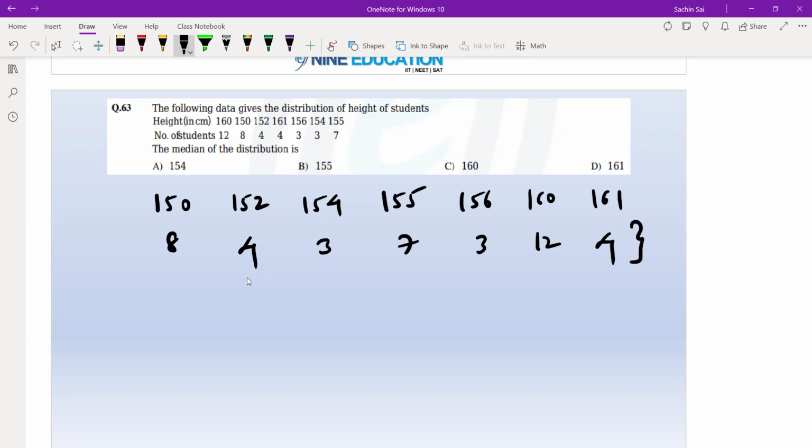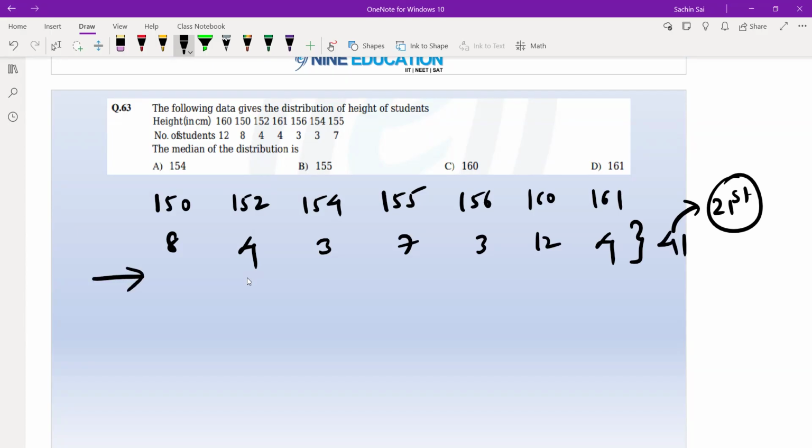What is the total number of students? So that's 12, 15, 22, 25, 37, 41, right? So let me just check. 12, 15, 22, 25, 25 is 41 students, right? So if there are 41 students, the middle term, or the observation that occurs exactly in the middle, is the 21st student, right? Whatever the height of the 21st student is in this ascending order, that will be the median of the distribution, right? So let's look at where the 21st observation occurs from the beginning, right?